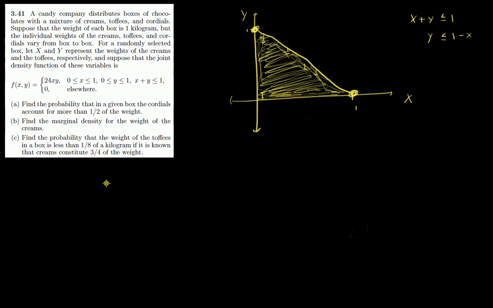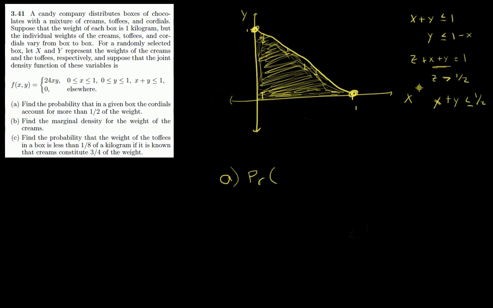Okay, so in part A, we're trying to find the probability that for a given box, the cordials account for more than half the weight. So let's think about that. Let's say Z is the weight of the cordials, so Z plus X plus Y equals 1. If the weight of the cordials is more than half, then X plus Y would have to be less than or equal to half.